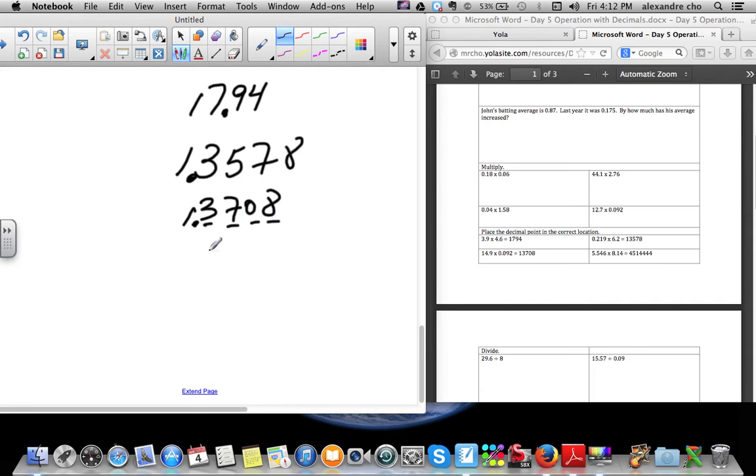And finally the last one. Our answer is, wow, big one. 4514444. Two numbers being multiplied. One has 3 decimal place values. The other one has 2. So our answer should have 5. So it's 1, 2, 3, 4, 5. It's going to be between the 5 and the 1. 45.14444. Okay.